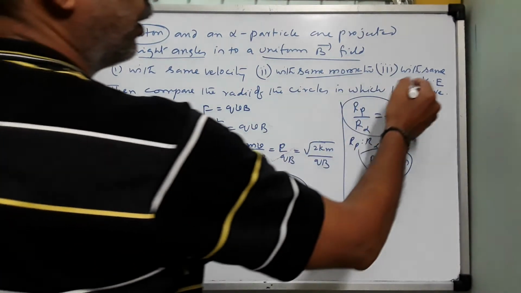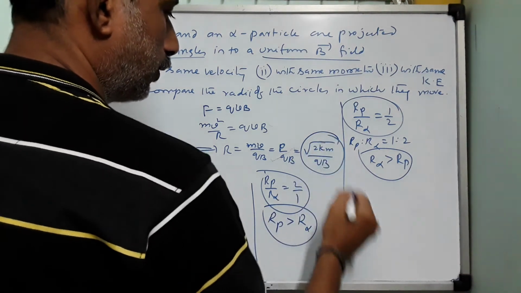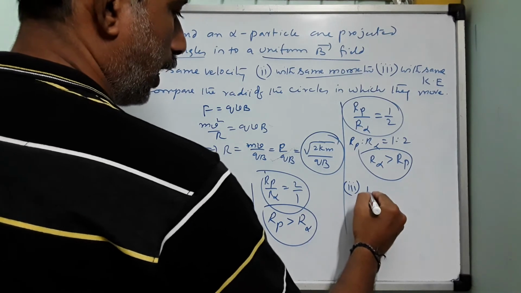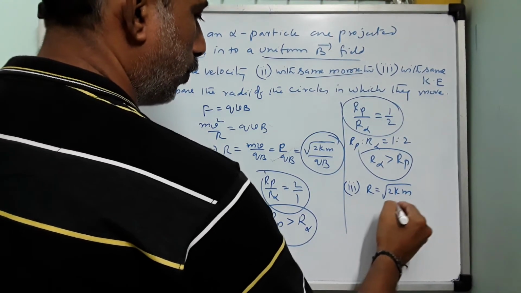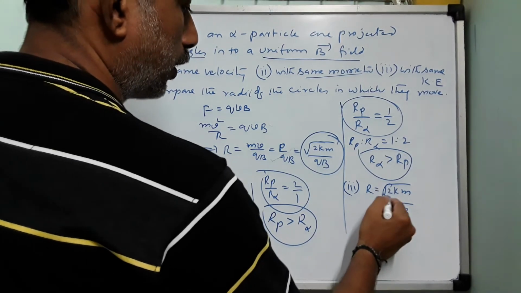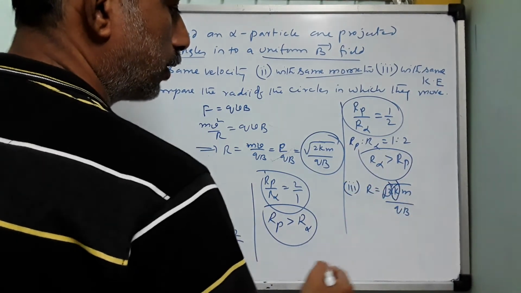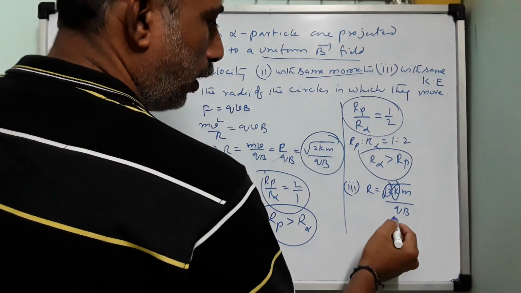What is the third bit? With same kinetic energy. So which equation will you take? This equation. So bit 3. R equals root over 2 into K into M divided by Q into B. 2 is a constant, children. Both of them are fired with same kinetic energy. K is constant, but mass is not constant. Mass of proton is 1 unit, mass of alpha particle is 4 units. So that is going to be a variable.